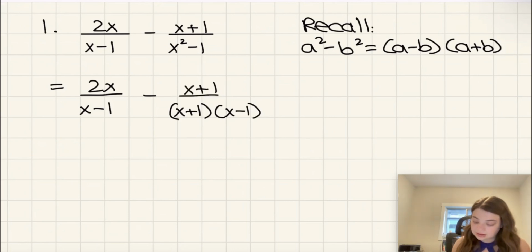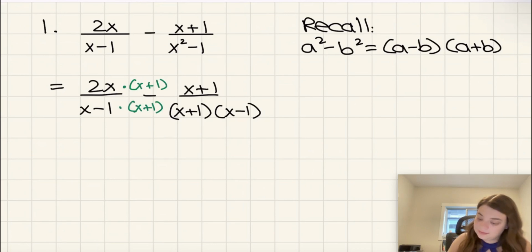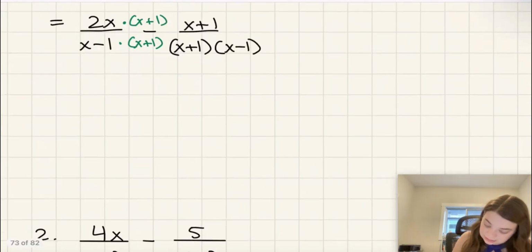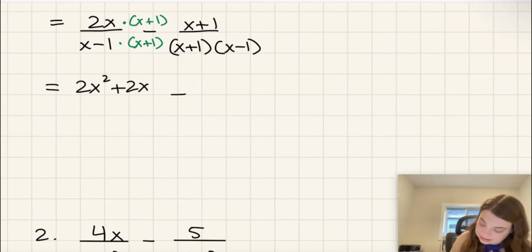All right. Now what I'm going to do is I'm going to multiply numerator and denominator of our first fraction by x plus 1. So I'm going to multiply top and bottom here by x plus 1. And that way in the next step, my denominators will indeed be the same. Okay, so we're going to get 2x squared plus 2x minus x plus 1. And then both of these are over x minus 1 times x plus 1.